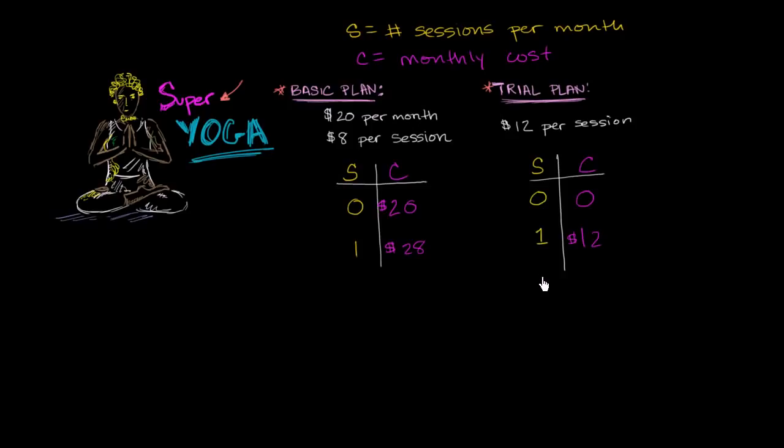If I attend 2 sessions under the trial plan, how much am I going to pay? Well, it's $12 per session times 2 sessions. I'm going to pay $24.